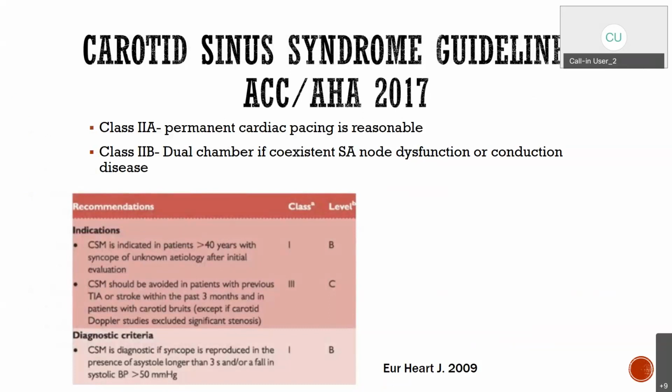This is the ACC/AHA guideline. They essentially say the same thing. So for people that are older where you don't know the etiology, you can do the carotid sinus massage, and you can try to figure out if that's the cause of their syncope.